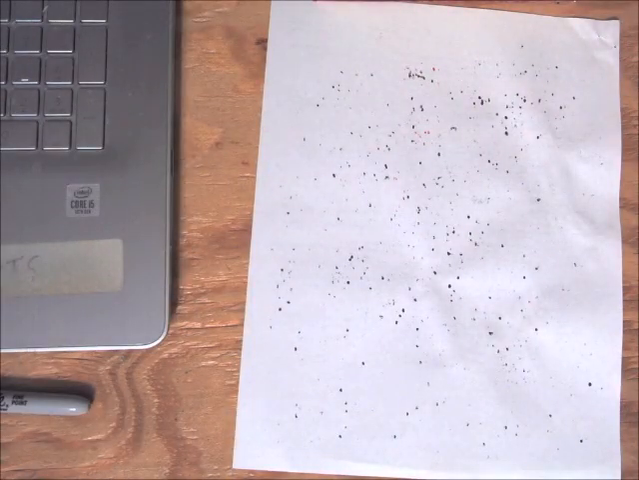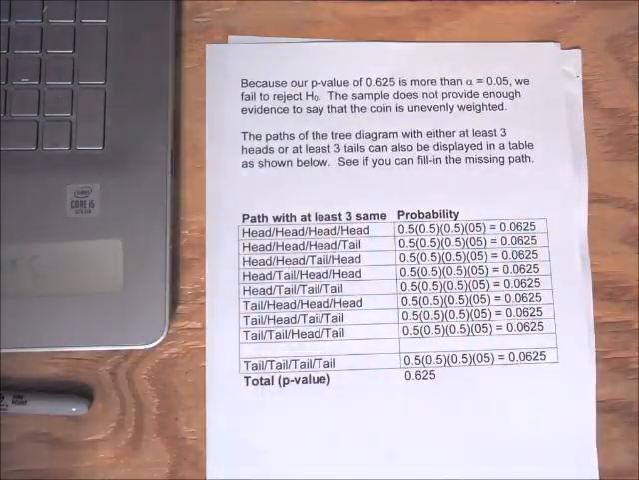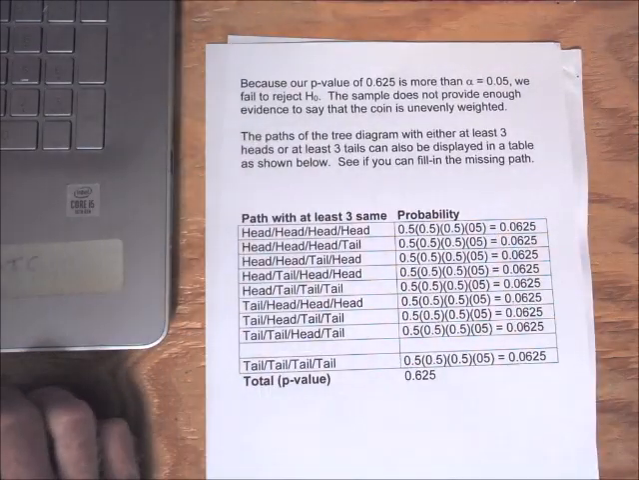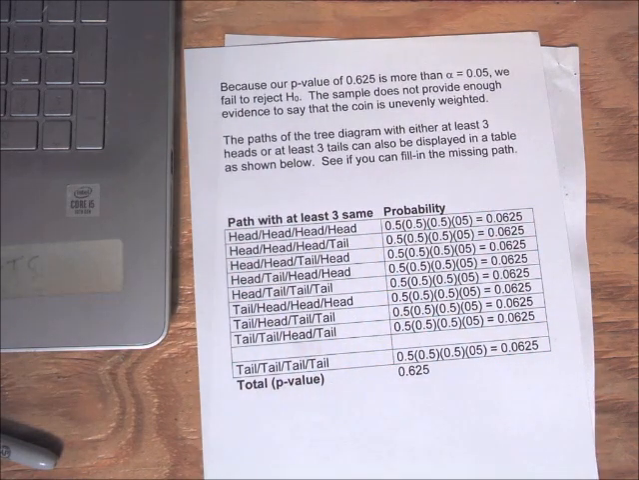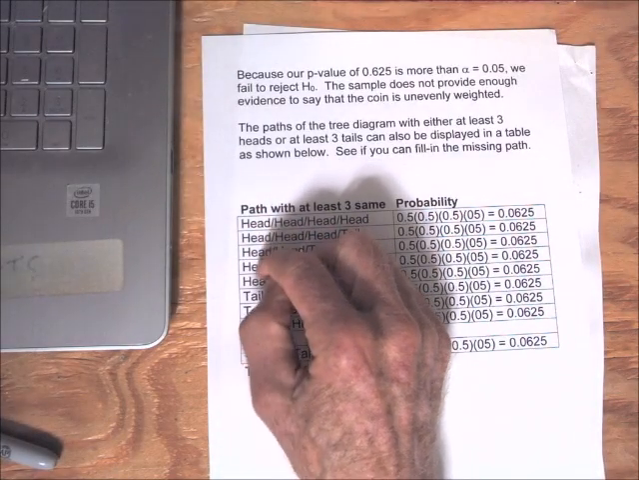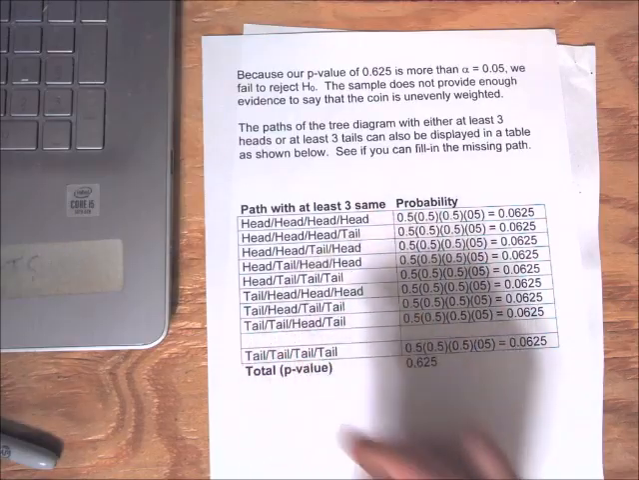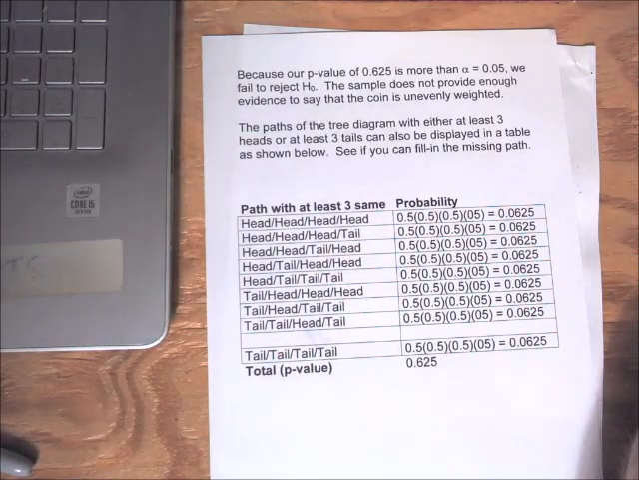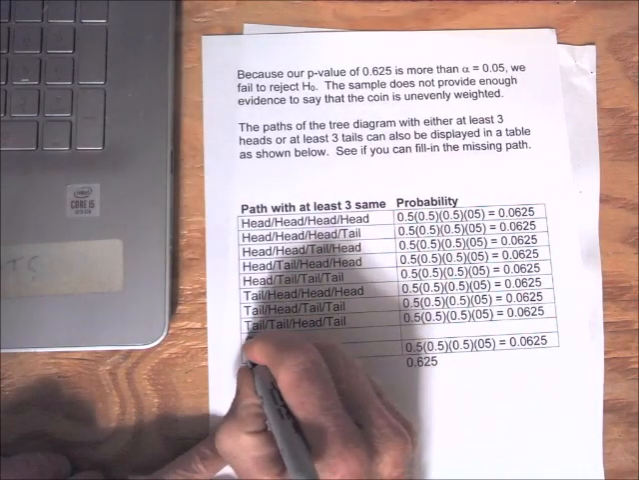Okay, so in my lab sometimes they have you fill out a little table, so we could put these paths in sort of a table form, and they want you to fill in the missing path here. So we noticed that there's five paths that start with heads, and there's only 4 listed here that start with tails. So the missing path is going to start with a tail.